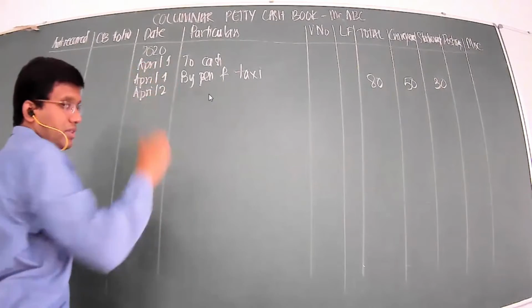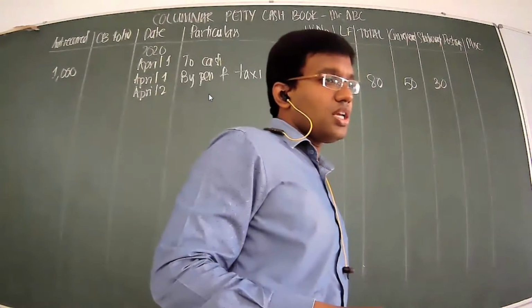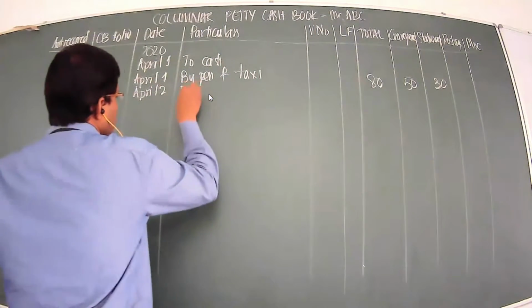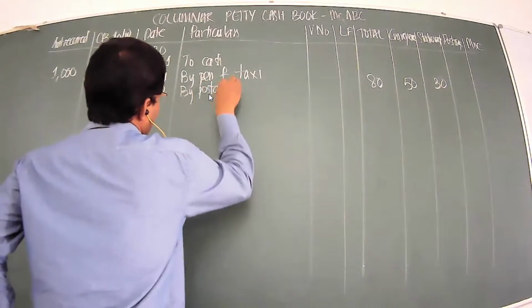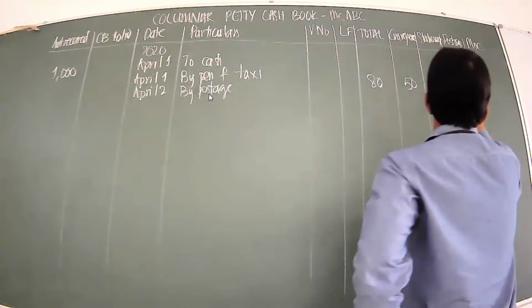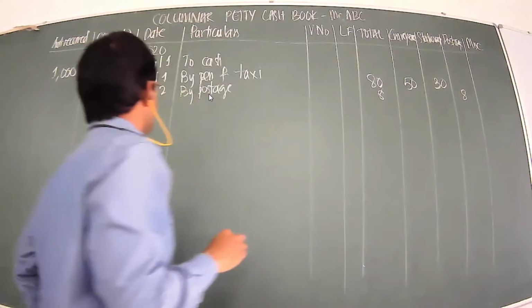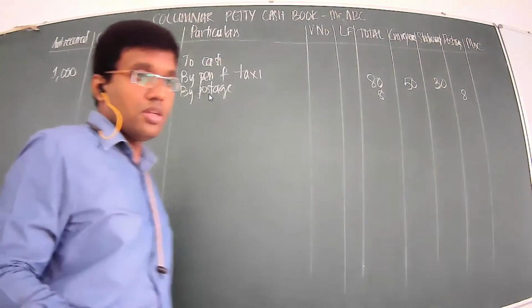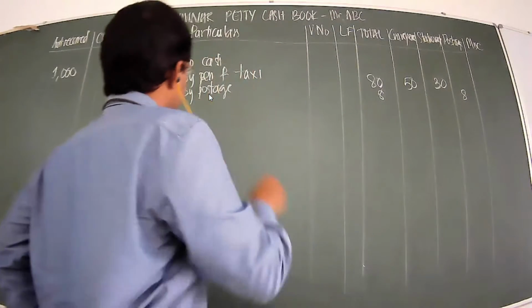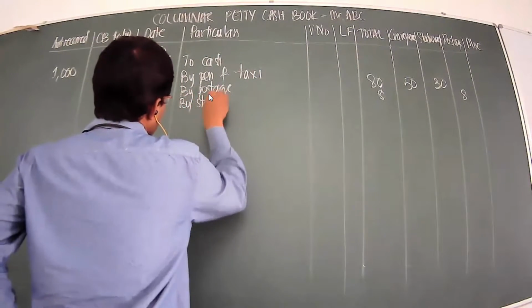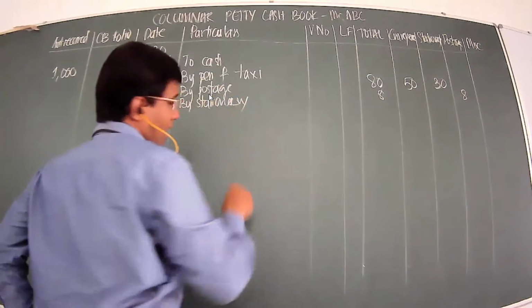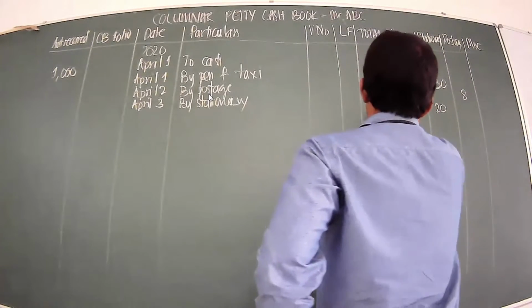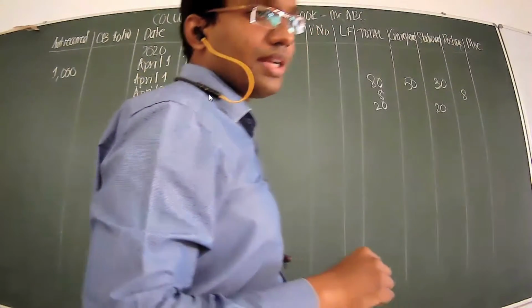Okay. Now let's move on to the next one. April 2nd. So April 2nd, paid for postage rupees 8. So buy postage, and this you will be recording in postage column 8, and then here total 8. April 3rd, purchase stationery. So buy stationery 20.